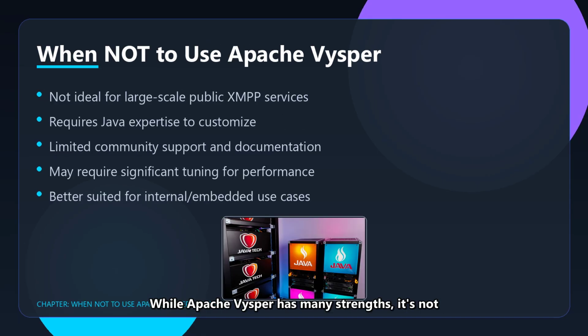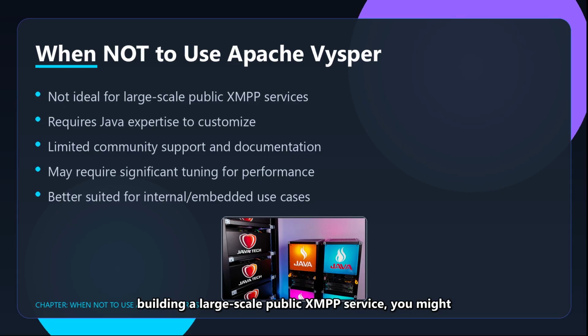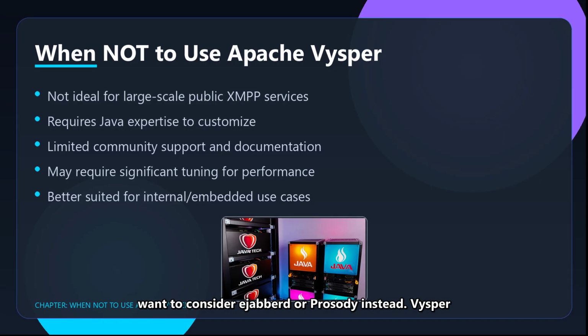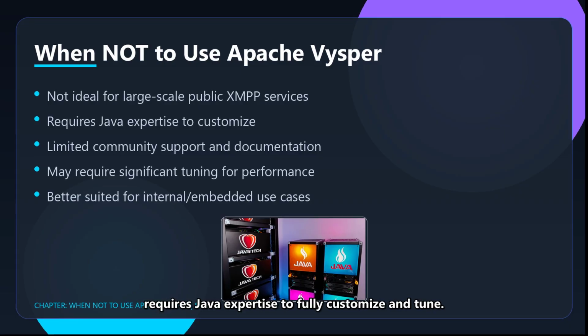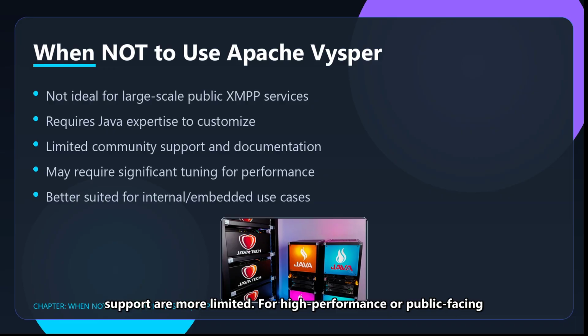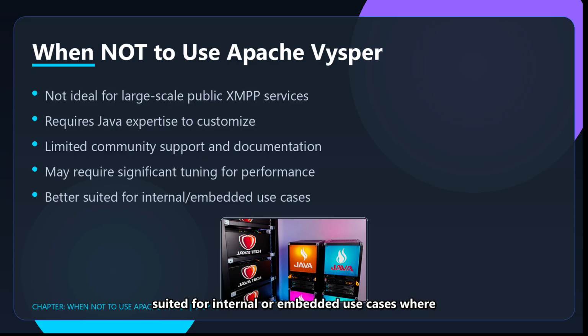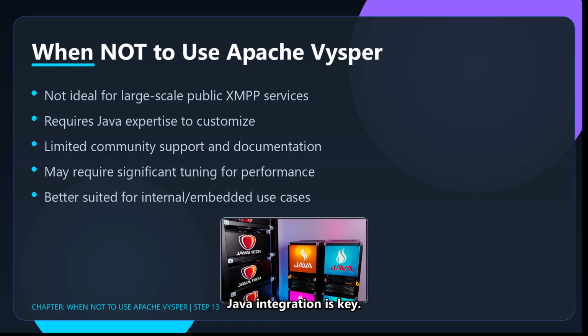While Apache Vysper has many strengths, it's not the right choice for every project. If you're building a large-scale public XMPP service, you might want to consider Jabberd or Prosody instead. Vysper requires Java expertise to fully customize and tune. Its community is smaller, so documentation and third-party support are more limited. For high-performance or public-facing deployments, additional tuning may be necessary. It's best suited for internal or embedded use cases where Java integration is key.